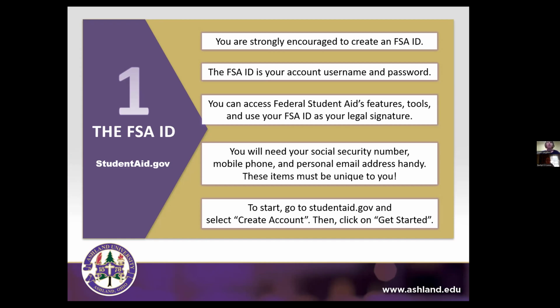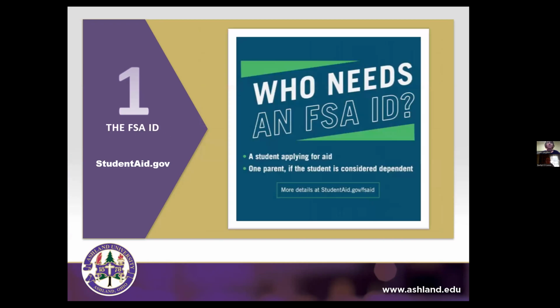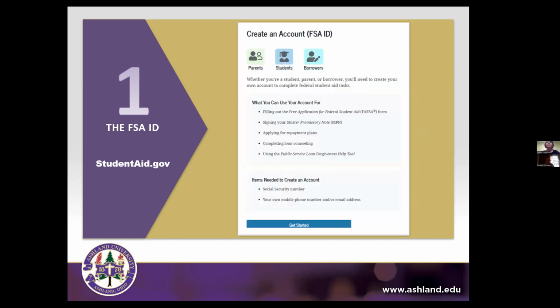So to start, you go to studentaid.gov and select Create Account. Then click on Get Started. So who needs an FSA ID? Well, the first person is the student, since they're the ones actually applying for financial aid using the FAFSA. But we will also need one parent to create their own FSA ID if that student is considered a dependent.